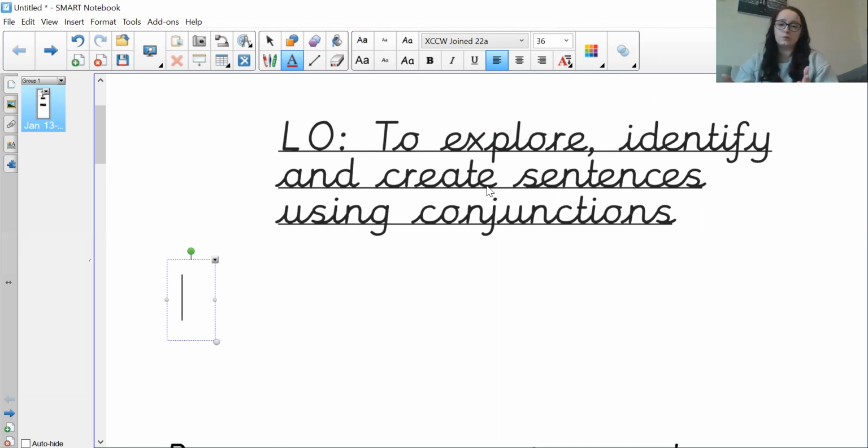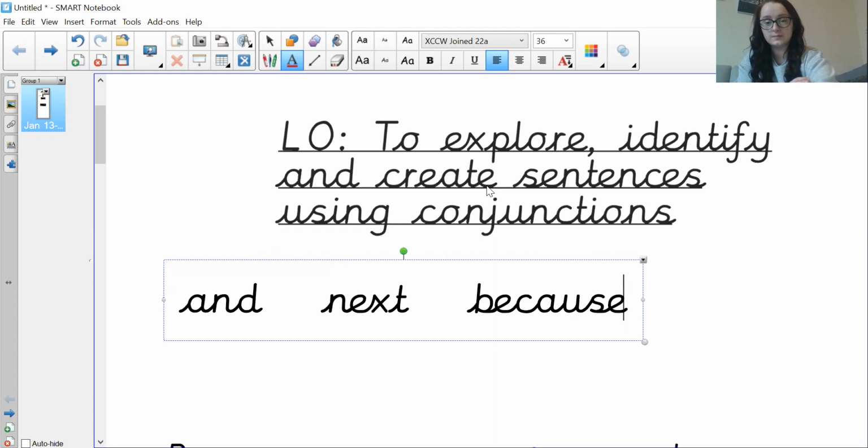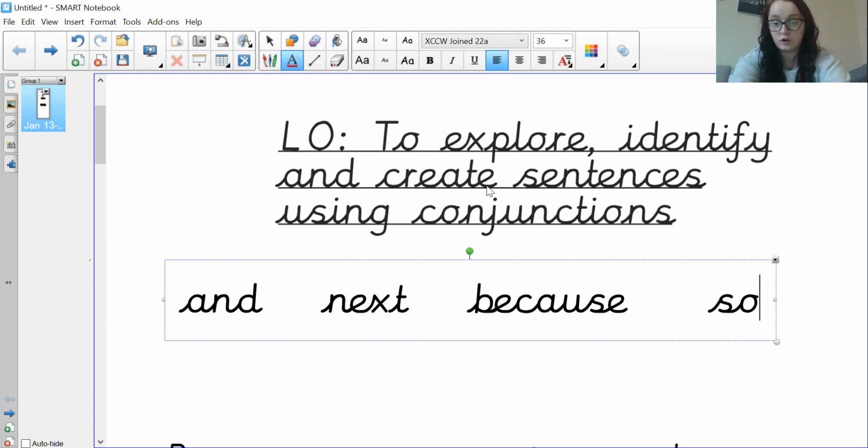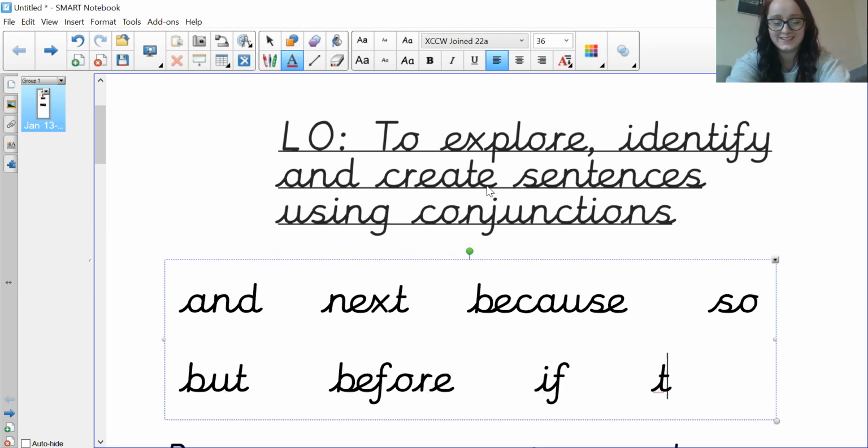Now, the first one that everyone always goes for is and. Sometimes we can just use and, but it can come across a little bit boring. So let's try another one. We've got and. We could also use next. Any more we can think of? We could have because. We could also have so. Then there's but, before, and then if. Oh, and I've just said one, then. So these are some conjunctions we can use.